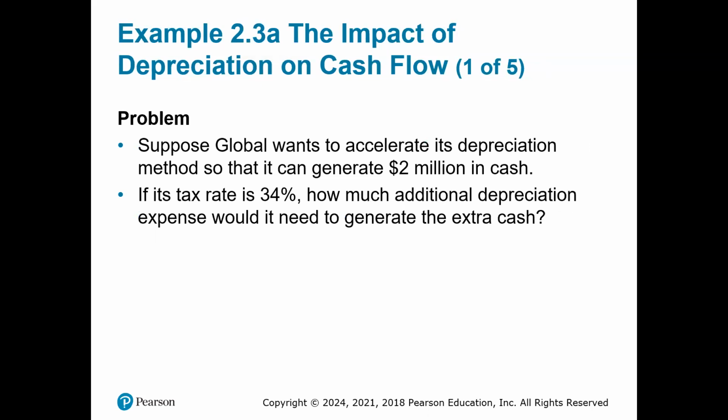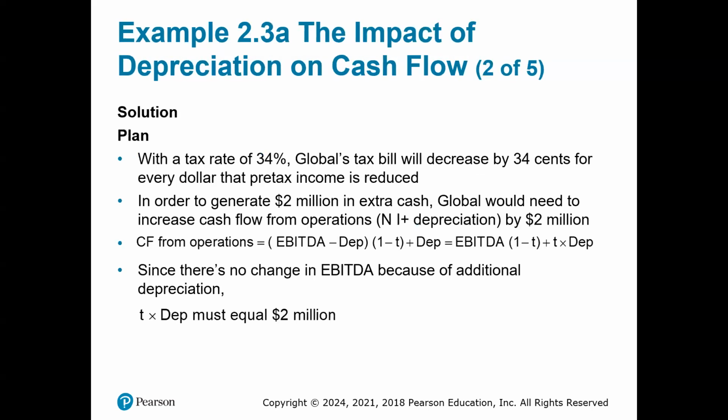Here we have another problem. Suppose Global wants to accelerate its depreciation method so that it can generate $2 million in cash. So if the tax rate is 34%, how much additional depreciation expense would it need to generate the extra cash? With the tax rate of 34%, Global's tax bill will decrease by 34 cents for every dollar that pre-tax income is reduced. In order to generate $2 million in extra cash, Global would need to increase cash flow from operations.